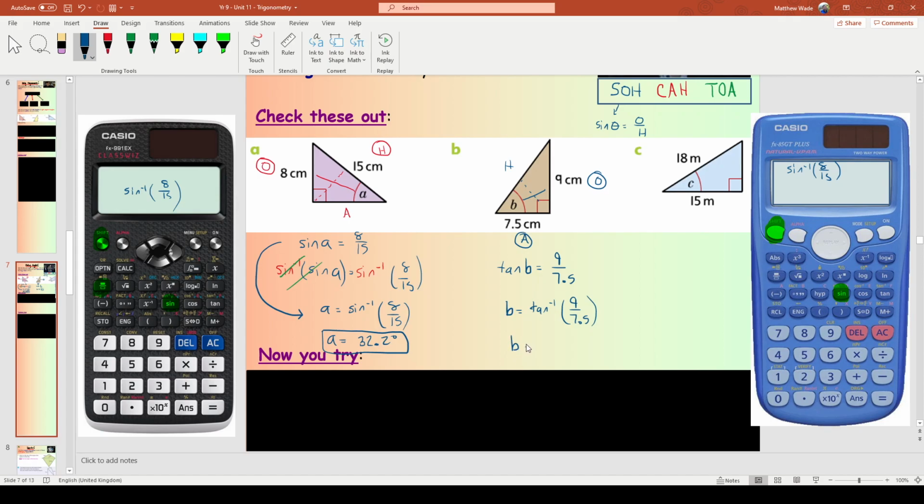And at this stage, it's a calculator draw B. Shift tan, fraction button, 9 divided by 7.5, close bracket, equals 50.2 degrees, my buddies. Like a boss. And that's what you've got. Cool beans?